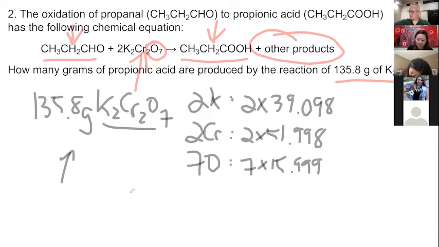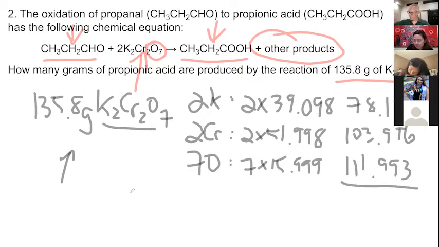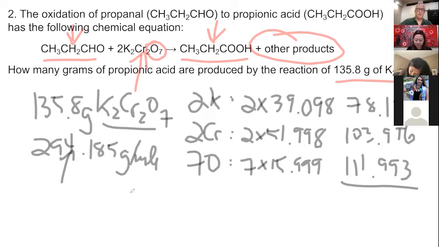So this is 78.196. This is 103.996. And this is 111.993, for a total of 294.185. Hopefully I got that right. Okay.